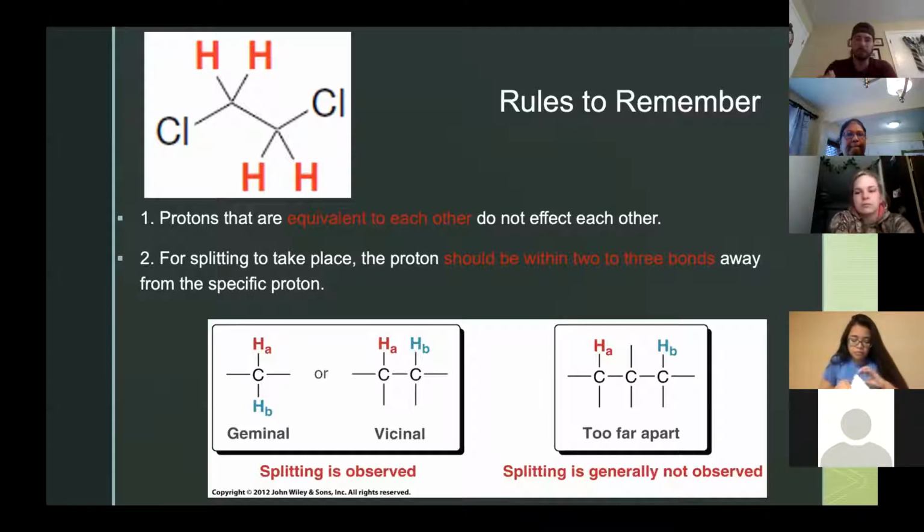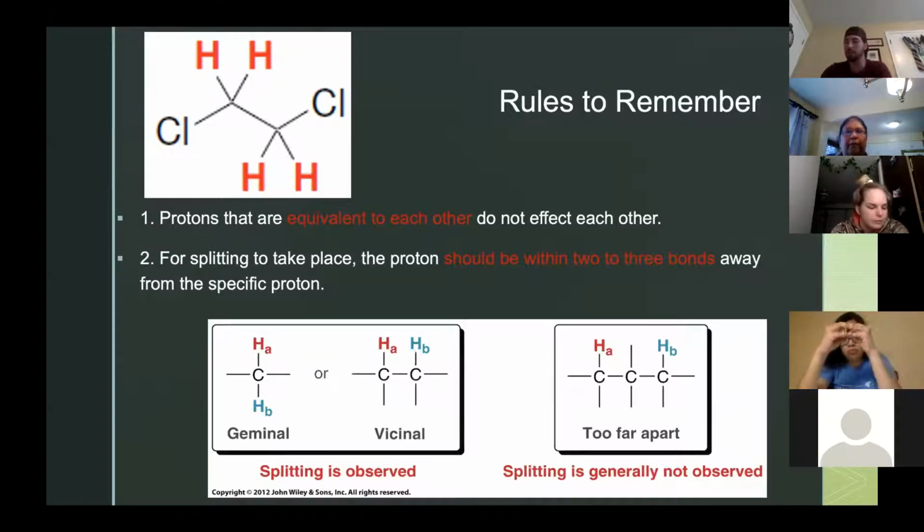And for splitting to take place, the proton should be 2 to 3 bonds away. What I mean by this is, look at the first where it says splitting is observed. If you look at the first one, HA, going along the sigma bonds, it's 2 bonds away. And for vicinal, HA is 3 sigma bonds away from HB. So you will see splitting there.